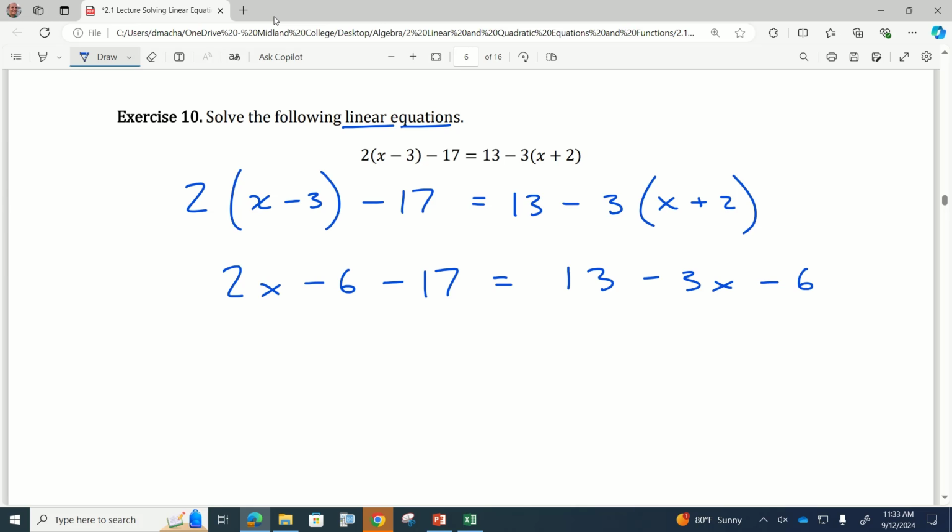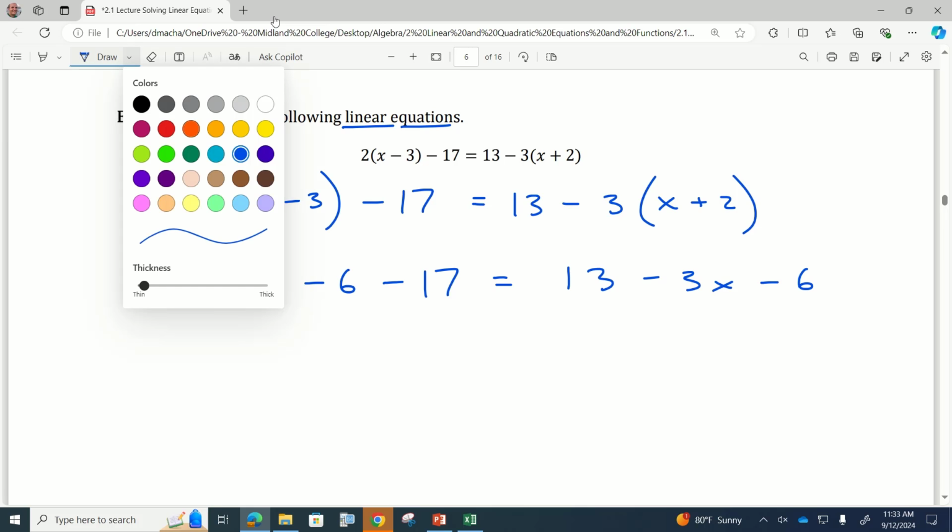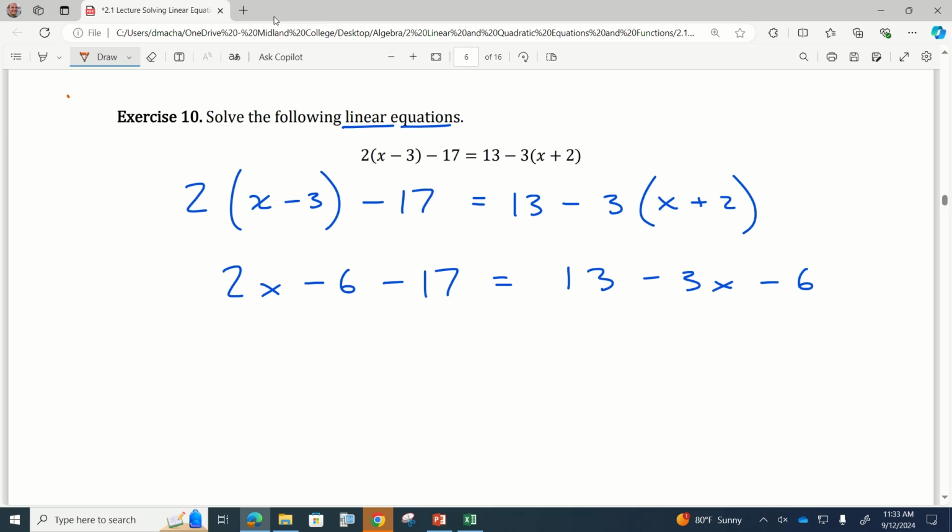I think that's what you get after we distribute. And then I might also add 6 to both sides. What happens if I add 6 to the left side? And then if I add 6 to the right side, get rid of that. Then I might think to myself, let me add 17 to both sides, and also add 3x to both sides.